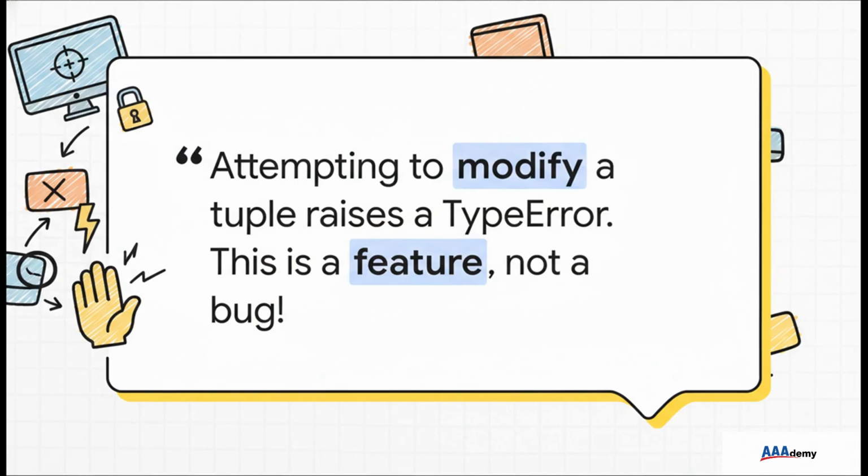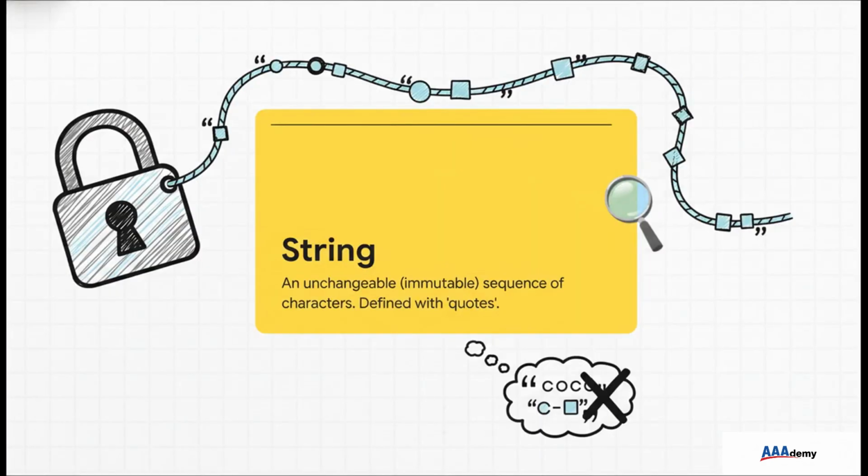And this just sums it up perfectly. If you try to change an item in a tuple, Python will literally stop everything and throw an error. Now, why is this a good thing? Well, it guarantees that your data stays constant. Think about something like coordinates for a screen resolution, like 1920, 1080. You really don't want those values accidentally changing. And the last tool in this group is the string.